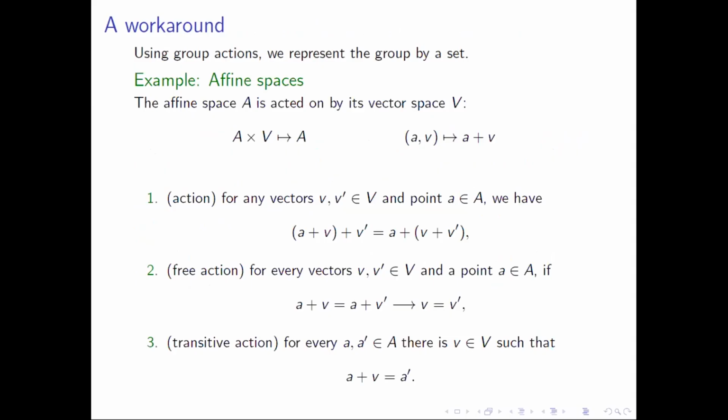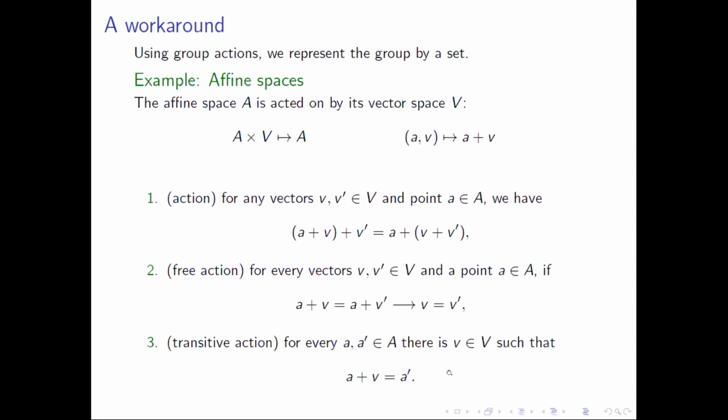An affine space has some underlying vector space, and the vector space has an action on the affine space: a point and a vector get sent to the point translated by the vector. And this is an action, so it doesn't matter if we translate by two vectors or if we first add the two vectors together and then translate the point. It is a free action, so if we translate the point by two vectors and arrive at the same point, then the vectors must have been the same.